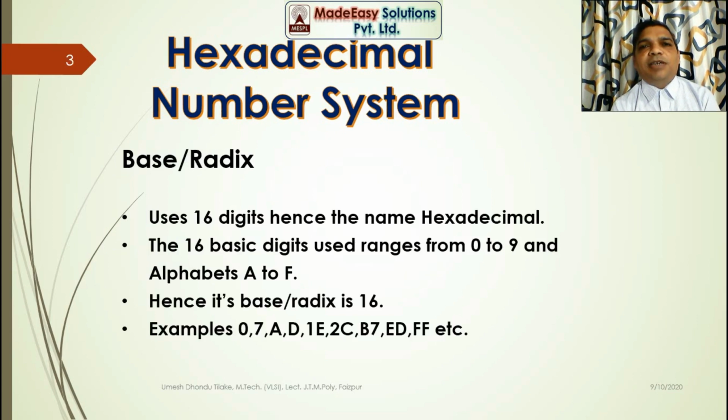Now let's learn the hexadecimal number system. So the base of the hexadecimal number system is 16. That means it consists of 16 basic digits. See over here, it consists of 16 basic digits. Which are the 16 basic digits the number system uses? See here, it uses digits from 0 to 9, that is 10 digits, and alphabets from A to F. That means it consists of digits as well as alphabets.